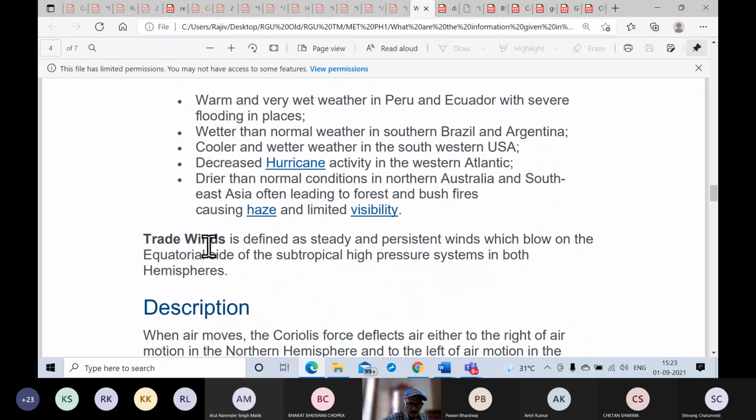You must memorize this one. Trade winds, the definition. Steady persistent winds which blow on the equatorial side of the subtropical high pressure system in both hemispheres. The definition of trade winds.